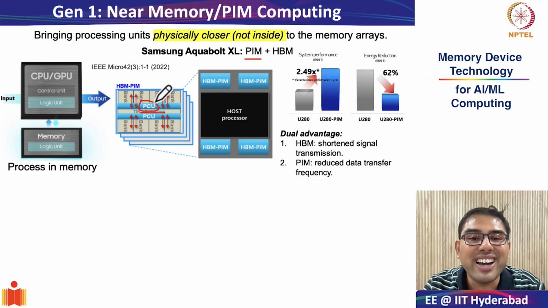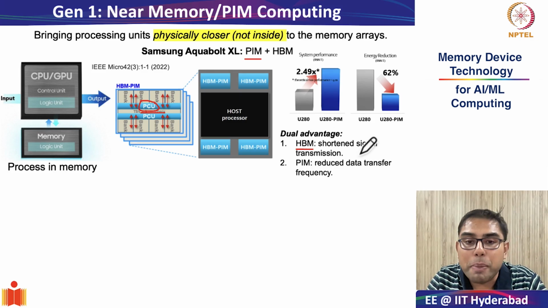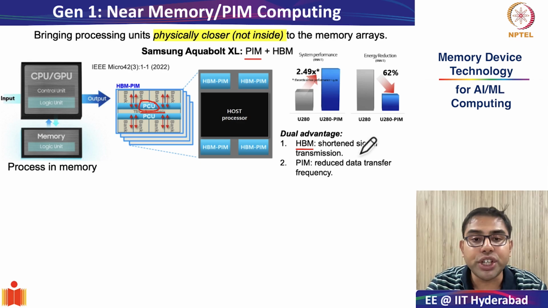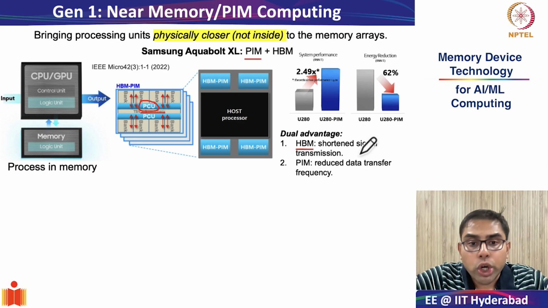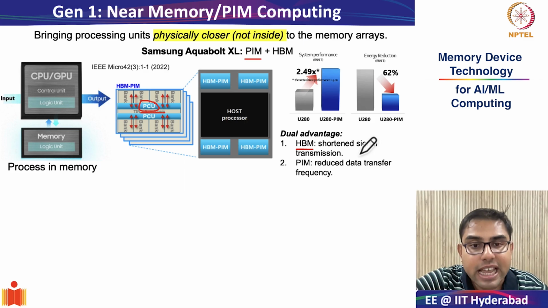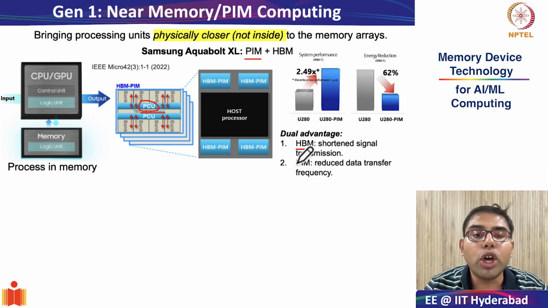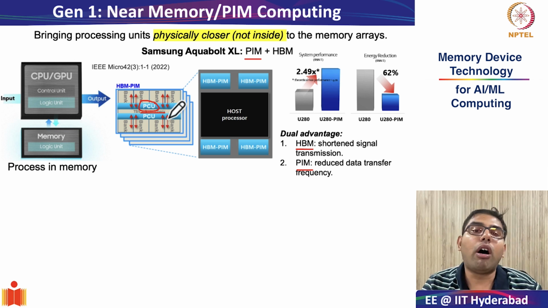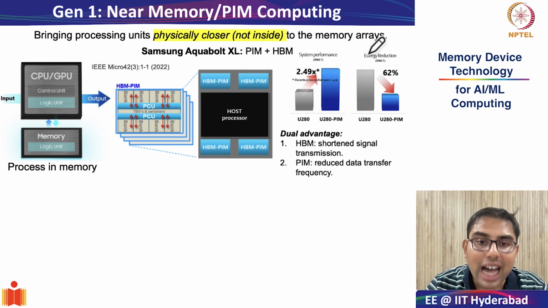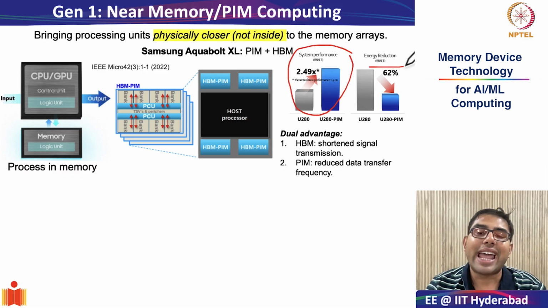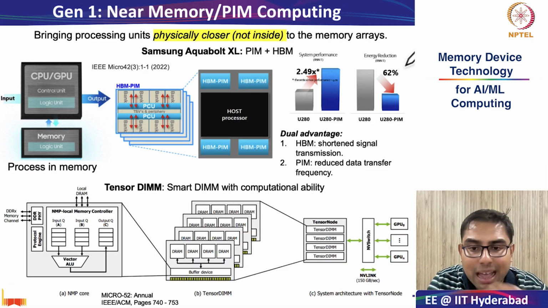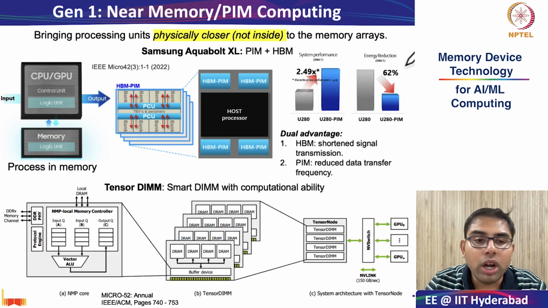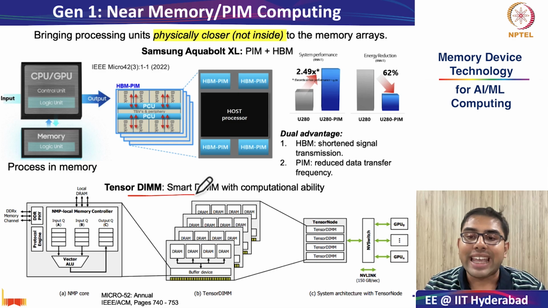And this dual advantage of HBM, remember the main advantage of HBM is the shortened path of signal transmission, from two off-chip elements to putting the DRAM in the same die as your GPU and your processing-in-memory subsystems, which reduces the frequency of data transfer and really helps in large gains in system performance in terms of latency and also energy reduction. Another example is the tensor DIMM shown here, which was also developed in South Korea.